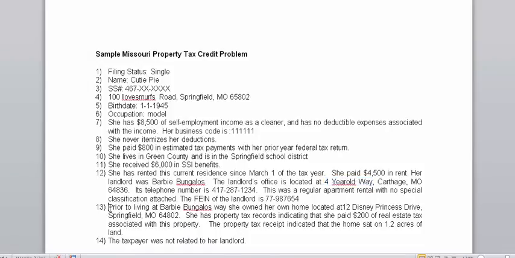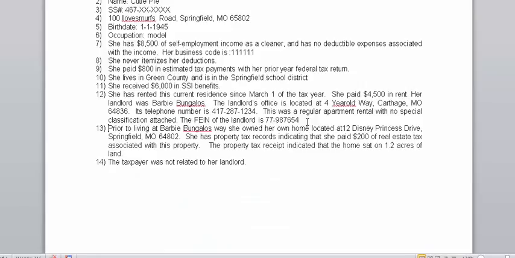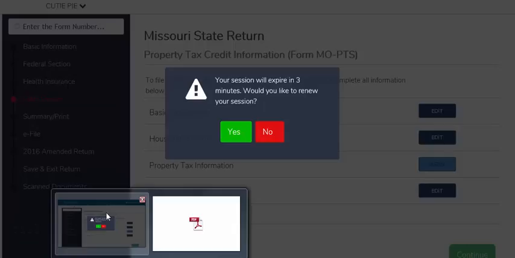So now we go on down to number 13 in our list. And it said she owned it at 12 Disney Princess Drive in Springfield, Missouri. She has property tax records indicating that she paid $200 of real estate tax associated with the property, and the property receipt indicated that the home sat on 1.2 acres of land. And we can assume that this was issued by Greene County. In fact, I'm typing it in there so you don't have to assume. All right, so we're going back here.